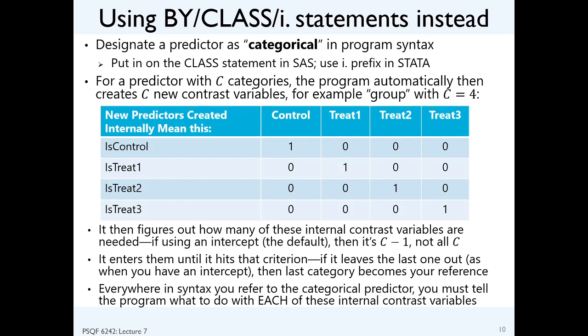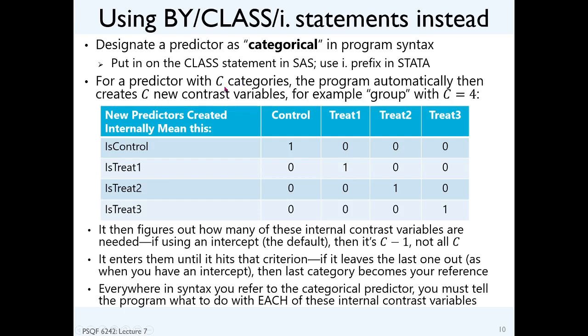You can tell the program to do the dummy coding by treating it as categorical. So this is the use of the by option in SPSS, the class statement in SAS, or i. in Stata, as opposed to c. in Stata. Most programs have the capacity to do this. Mplus is a notable exception.